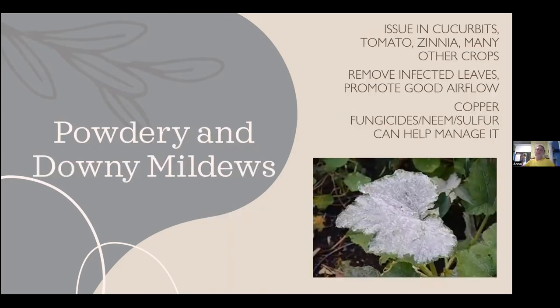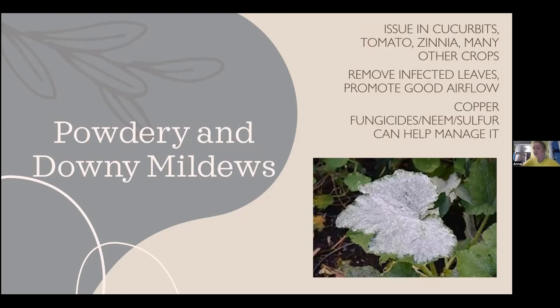Powdery and downy mildew is super common in a lot of our vegetable crops. Zinnias, I have it all over my zinnias right now. You can clip these infected leaves out, promote good airflow through your garden. You can treat with copper, neem oil, sulfur.